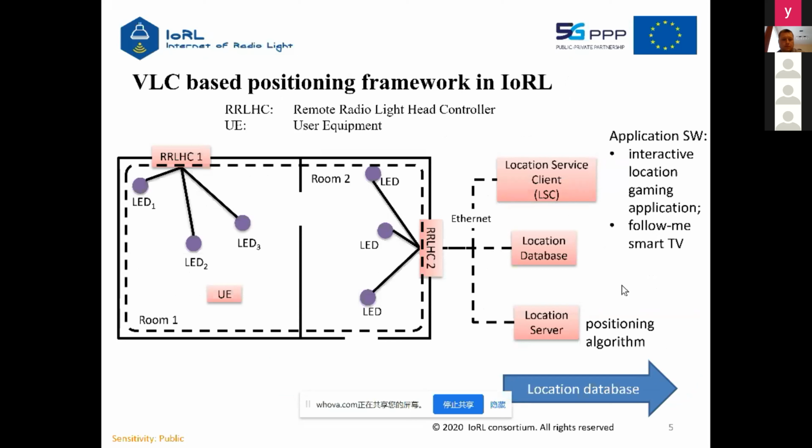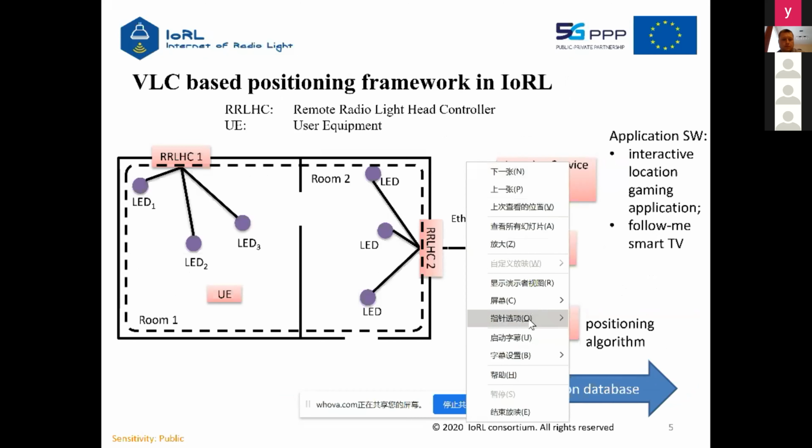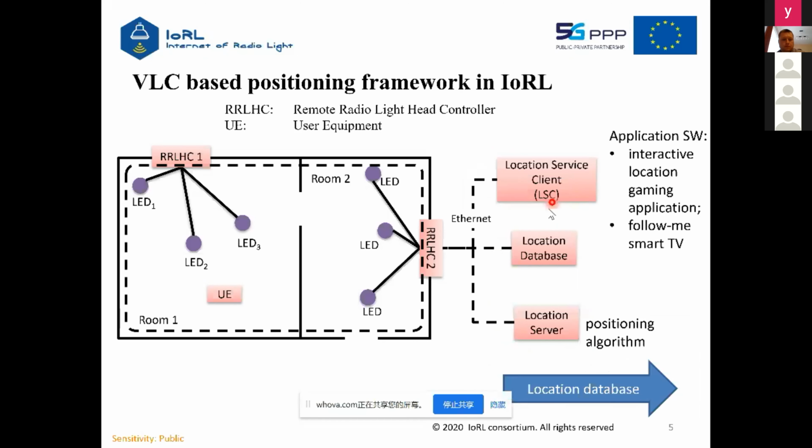This slide illustrates the visible light communication-based positioning framework in IoRL. There are 4 main components, namely the remote radio light head controller, the location server client, the location database, and the location server.